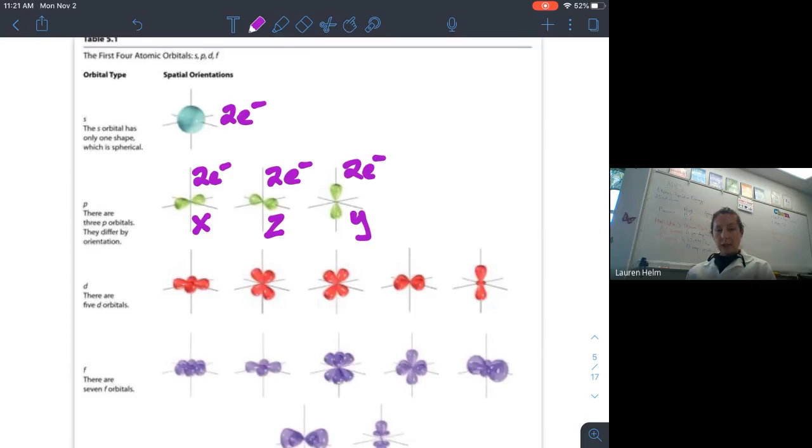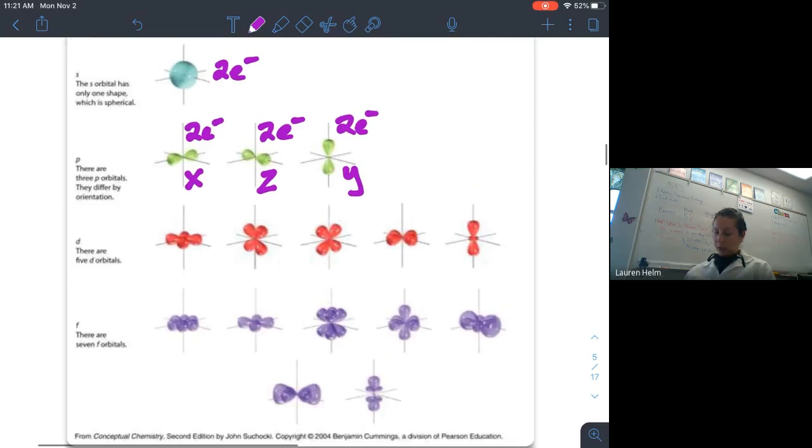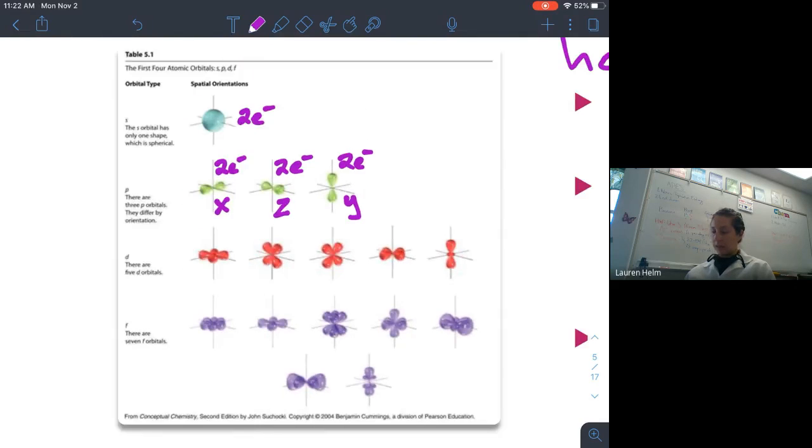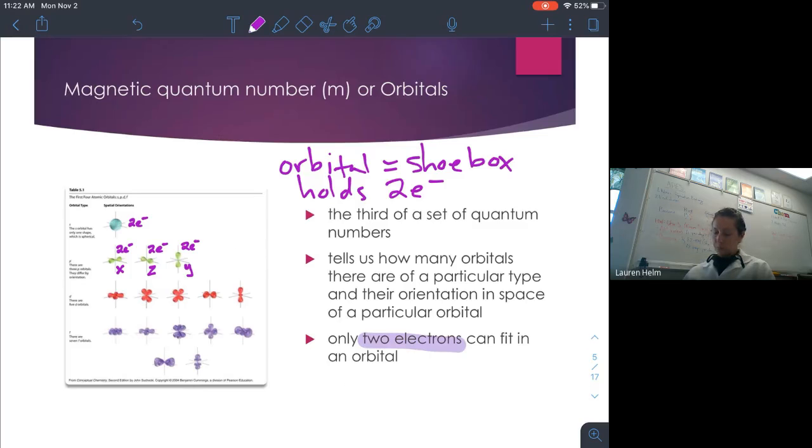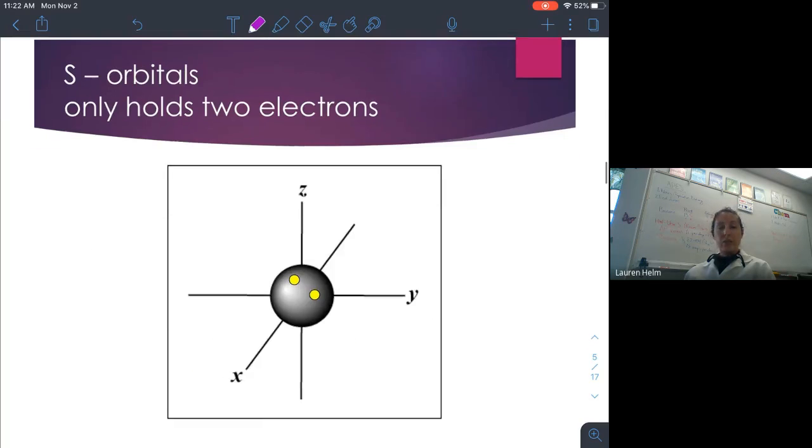In the D sublevel, there are 5 orbitals. Again, variations off of those x, y, and z planes of orientation. Each of those can hold 2 electrons. And for the F sublevel, there are 7 orbitals, each of them able to hold 2 electrons. So the D sublevel in total could be filled with 10 electrons, and the F sublevel in total could be filled with 14 electrons. Let's look at each of those in more detail.